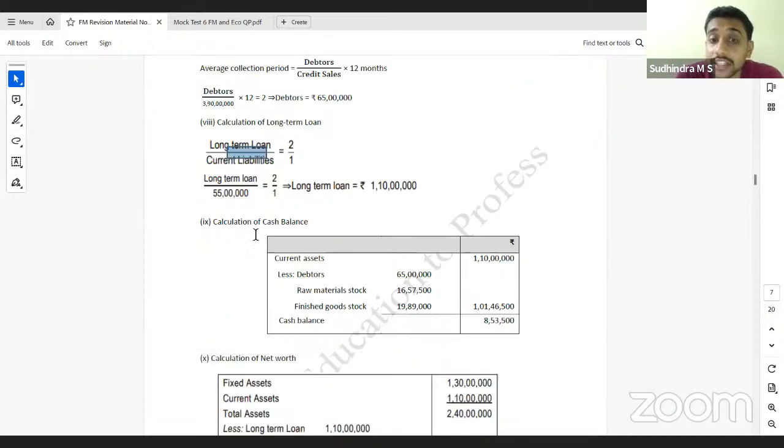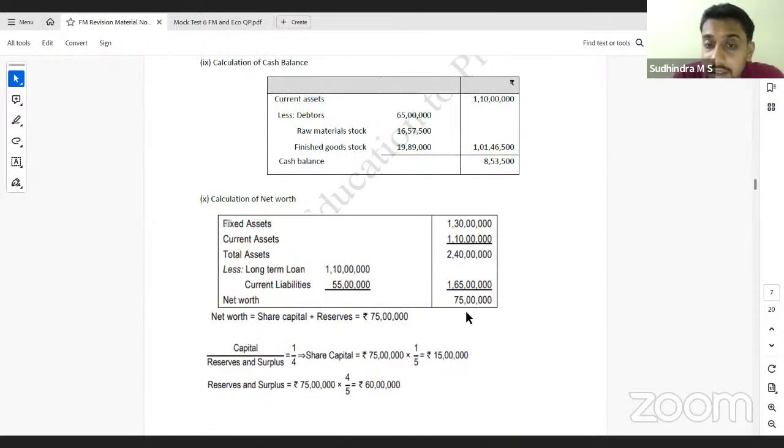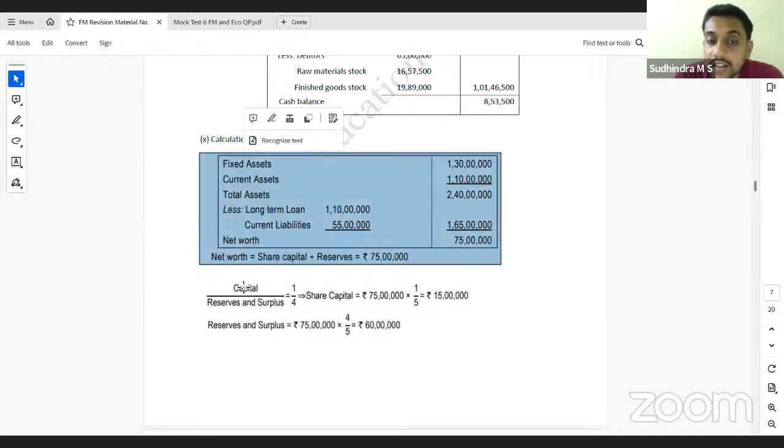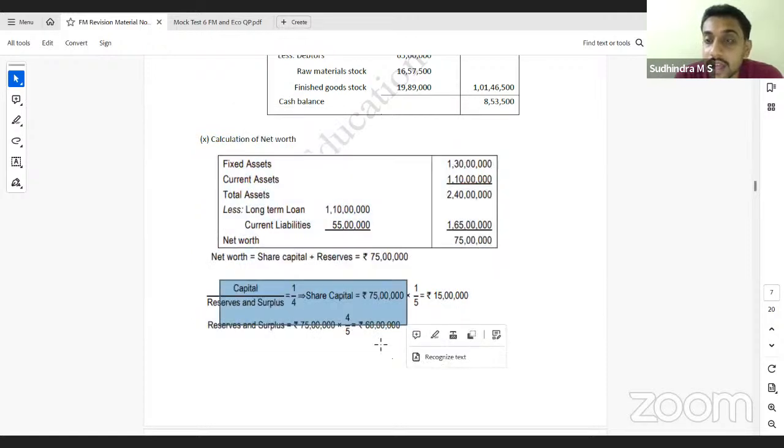Then calculation of cash balance by taking the balancing figure from the total current assets, 1 mark. Calculation of net worth, complete calculation, including the formula and getting reserves and surplus, carries half mark. Getting the reserves and surplus by writing the formula, half mark.